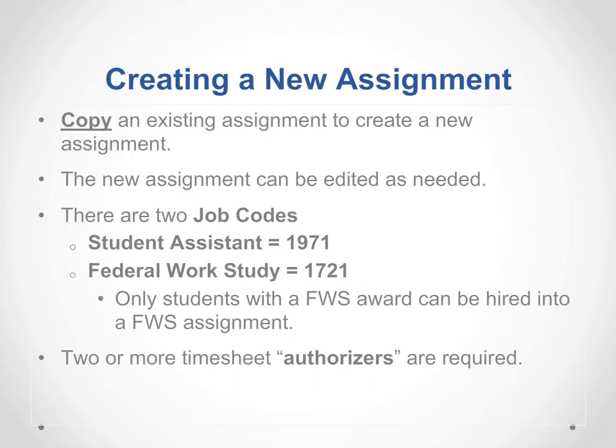One for a student assistant assignment and the other is for a federal work-study assignment. Only students with a federal work-study financial aid award can be hired into a federal work-study assignment. Lastly, 2 or more timesheet authorizers must be entered when creating a new assignment.